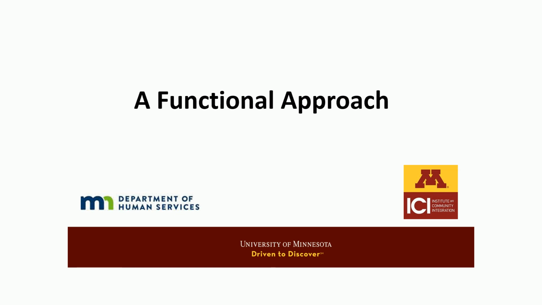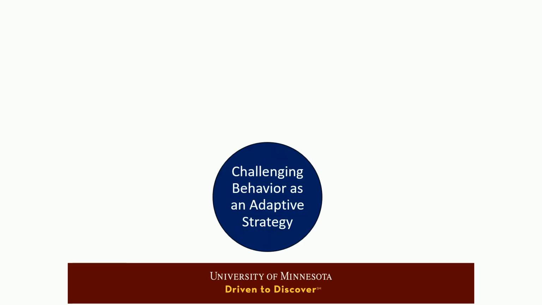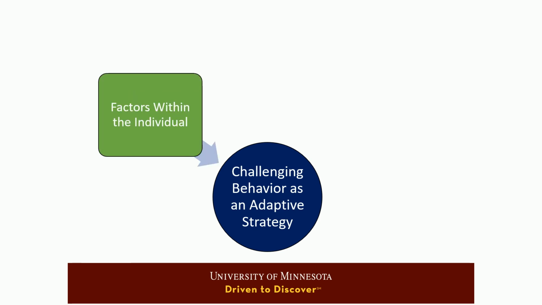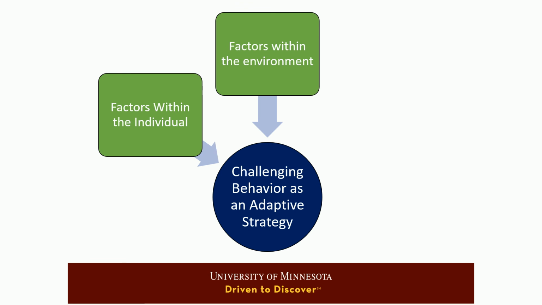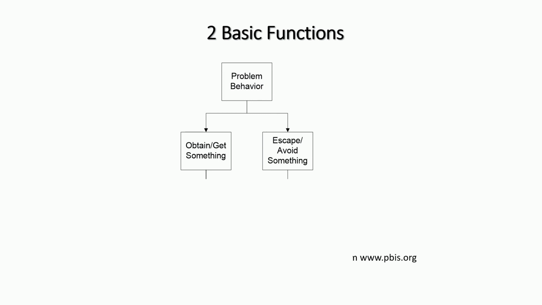So a functional approach to assessment assumes that individuals will behave in adaptive ways to ongoing changes in their environment. So for example, in this way, we want to conceive of challenging behavior as an adaptive strategy. It's something that people do as functional to the individual who's engaging in the behavior. It may be due to factors within the individual. It could be because of factors within the environment, or it could be that interaction between the individual and the environmental factors. But when we break it down, there are two basic functions of behavior.